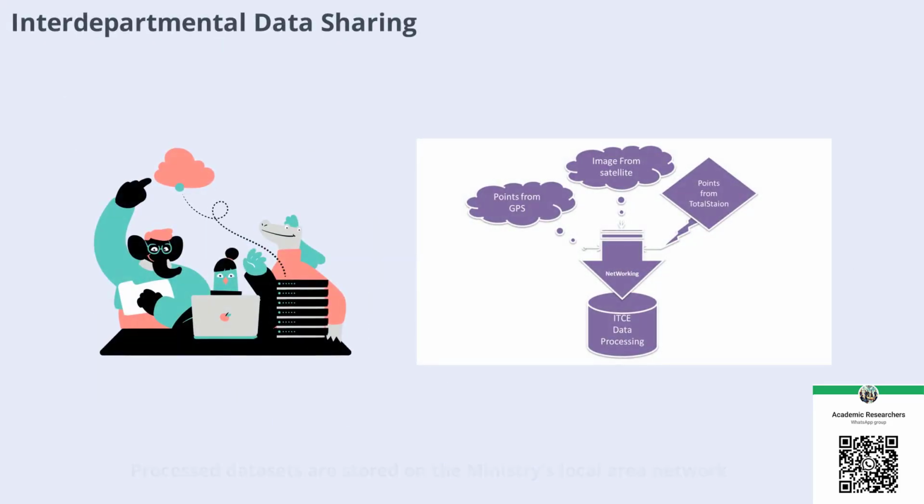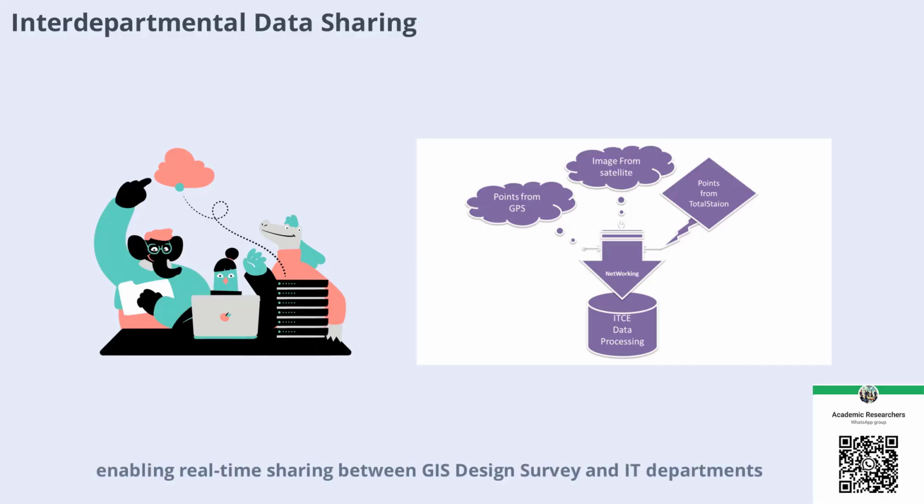Processed datasets are stored on the ministry's local area network, enabling real-time sharing between GIS, design, survey, and IT departments. The GIS department updates master plans and returns updated spatial datasets to design teams. Survey crews receive completed design coordinates for construction staking via wireless transfer. This seamless data flow is key to efficient project implementation.